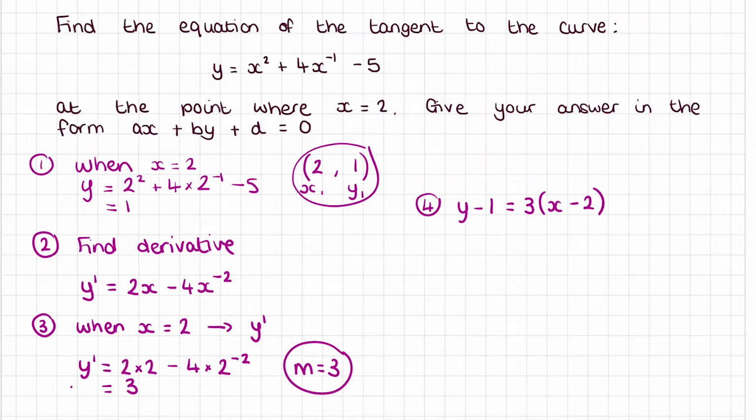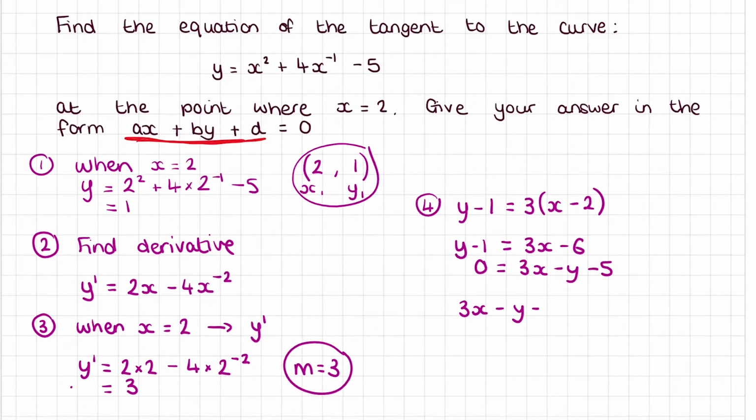And then from here we can just rearrange it into the form that we've been asked, which is ax plus by plus d equals 0. So we have y minus 1 equals 3x minus 6, and we're just going to rearrange this. 0 equals 3x minus y minus 5. And then it does want it the other way around, so we can write our final answer. And there we have it. That is the equation of the tangent when x equals 2. So there is a little bit of a process.